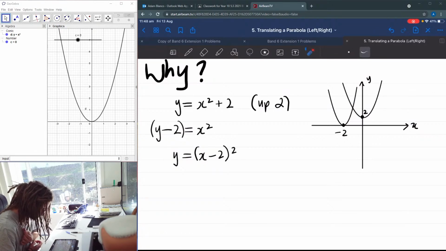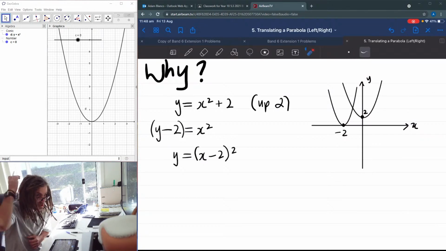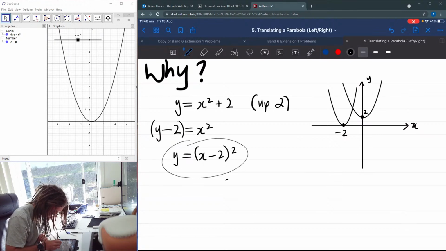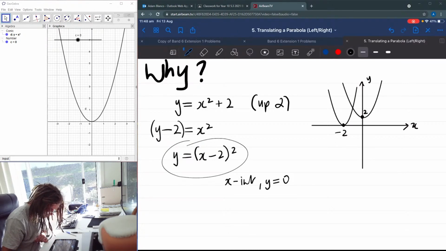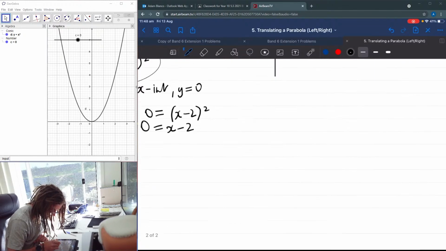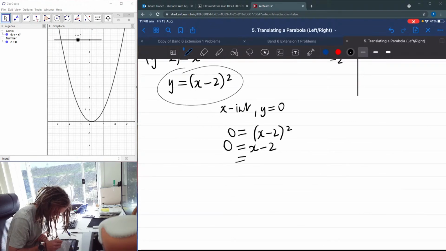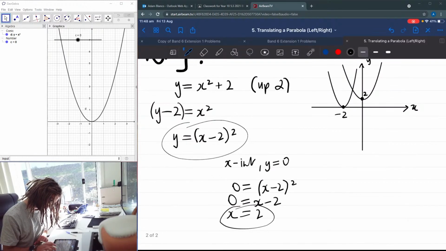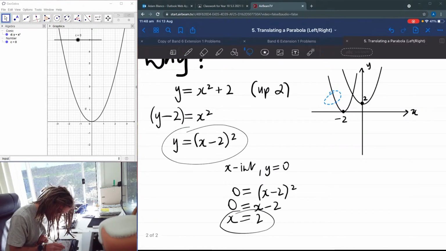I guess another way you can think about it is, you know how before when we were doing x and y intercepts, if I want to find the x intercept, I make y equals 0. Well, when I do that, I've got 0 equals x minus 2 squared. If I square root everything, I've just got 0 equals x minus 2. And then I've just got x equals 2. And that's where it is on the x-axis. Oh, I've just buggered that. That's actually moving it that way. Sorry.